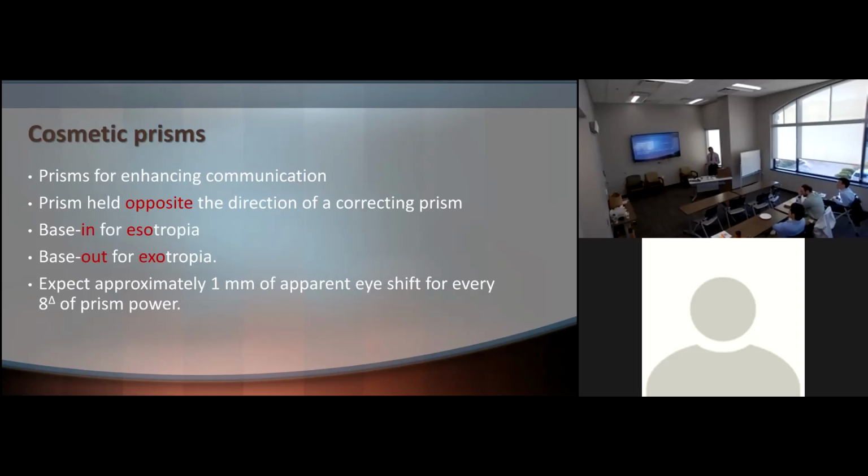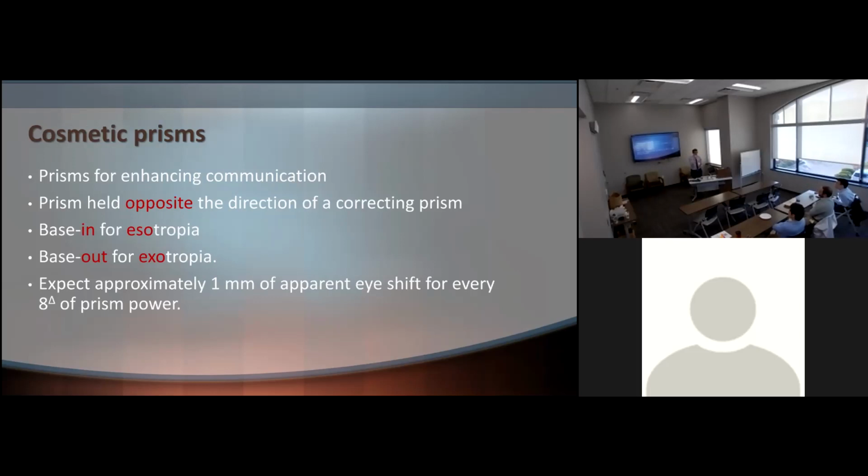Okay, so we want to hide the strabismus from the viewer to improve her self-esteem without doing surgery. We are not correcting exotropia here. We are correcting the appearance of her exotropia. So I want to deceive the viewers when they talk to her and to see less exodeviation by holding the prism in the opposite direction of treatment. So I'm not treating exotropia with base in prism.